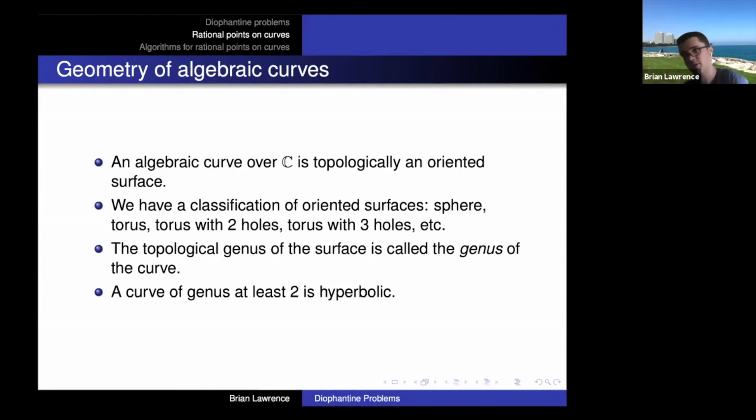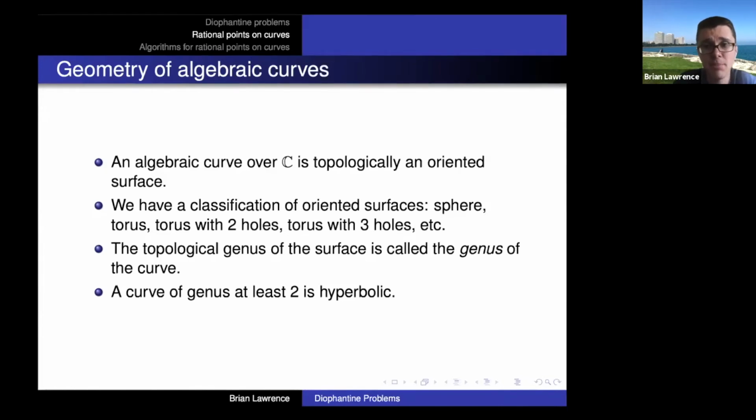So all these algebraic curves are oriented surfaces, and we have a classification of things like that. It could be a sphere, it could be a torus, which is a genus 1 surface. It could be a torus with 2 holes, which is a genus 2 surface, and so forth. And then since these might not be compact, in general you get a genus g surface with some points removed. So that genus is a fundamental invariant of the surface. We call it the genus of the curve.